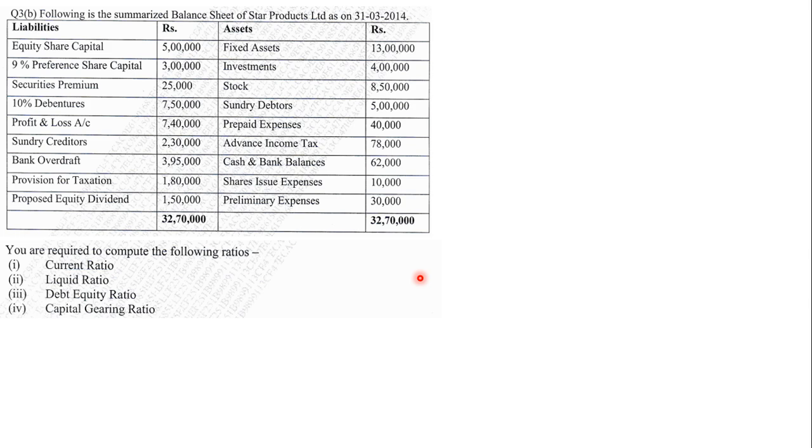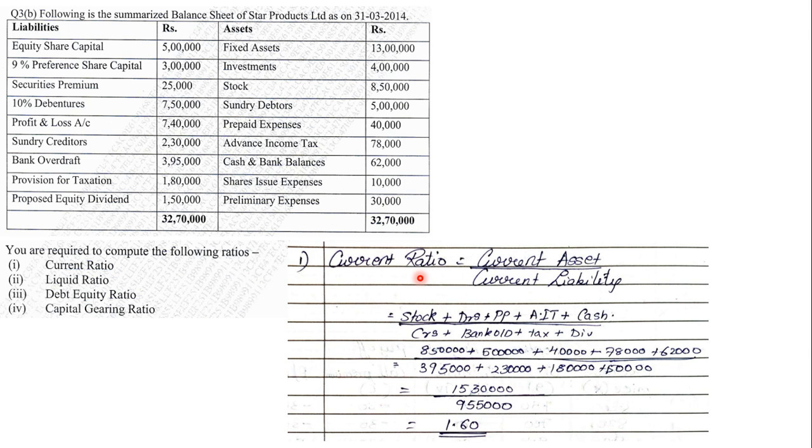Okay, first is current ratio. Current ratio का formula is current asset upon current liability. Now current asset में what all things will appear? So chalo, we'll mark that. So we have stock, we have debtors, we have prepaid expense, we have advance income tax, we have cash and bank balance. And under current liability we have creditors, bank overdraft, provision for tax, and proposed dividend. We noted down the values, we got the total 15,30,000 upon 9,55,000. We divided, we got the value as 1.60. Okay, so you can note down that.